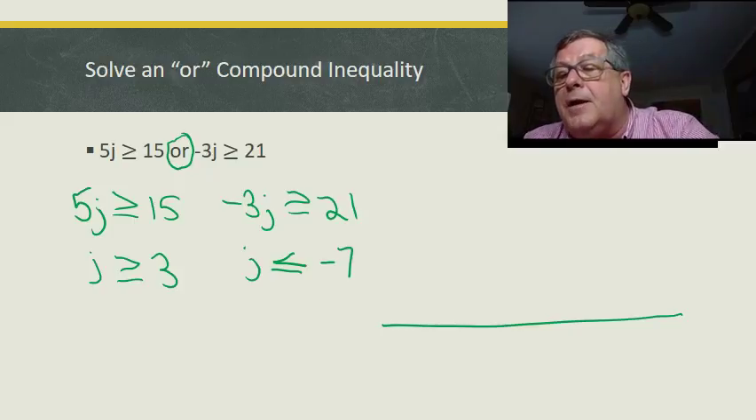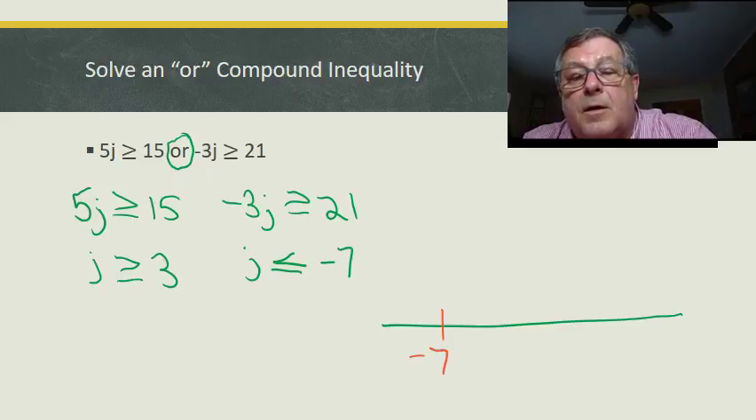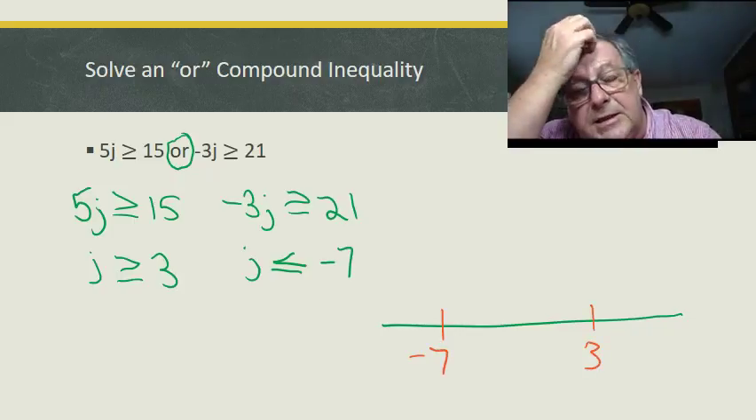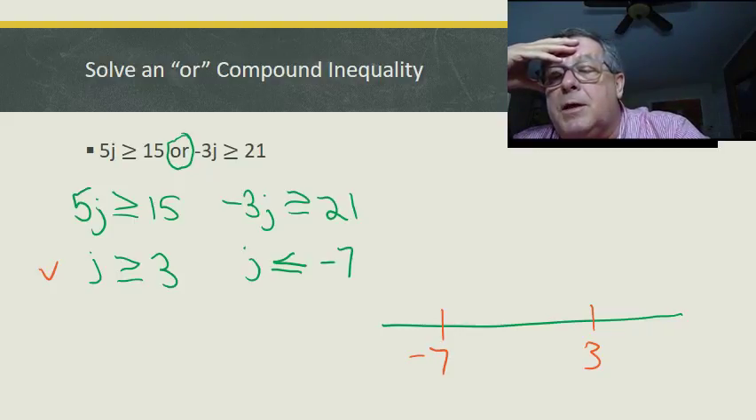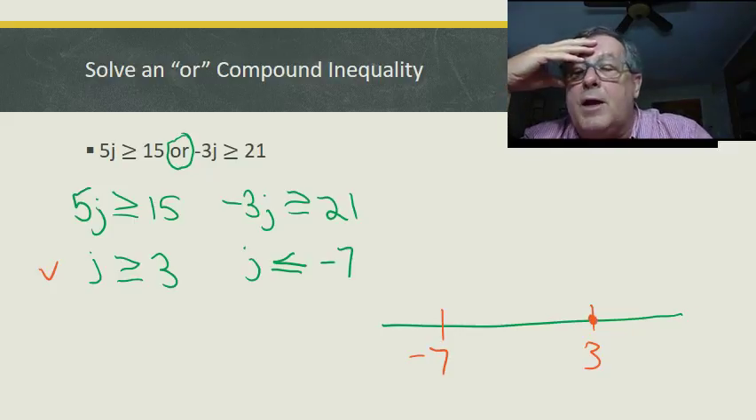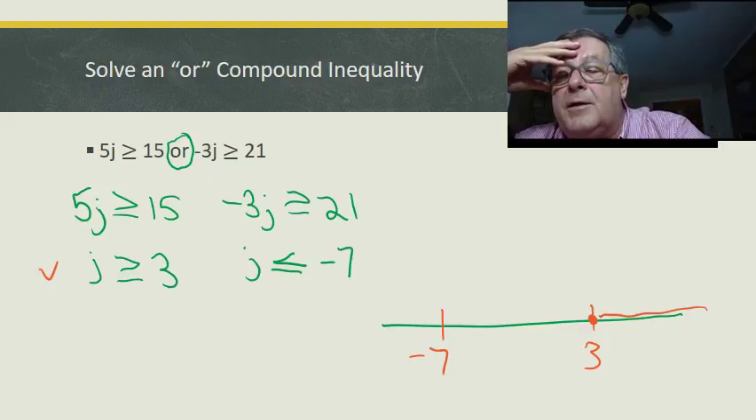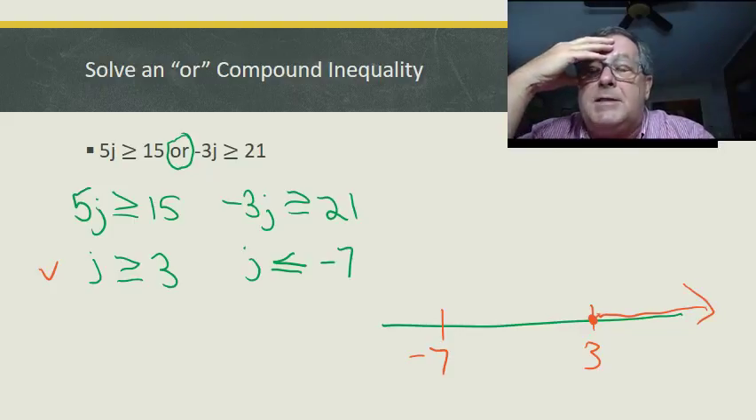So let's say that this is negative 7 on a number line, and this is 3. So let's deal with this one first. We got j is greater than or equal to 3. So first question is, is this going to be an open dot or a closed dot? Well, it's a greater than or equal to, so it's going to be a closed dot. Let's put a closed dot right here. And it's a greater than, so it's going to be extending out here to the right. Okay. So that takes care of that part.